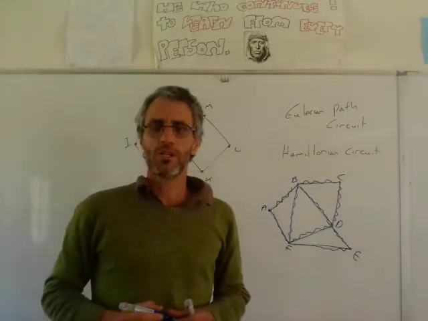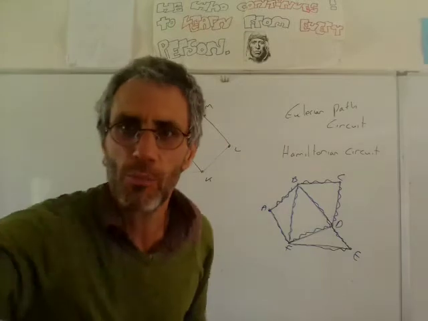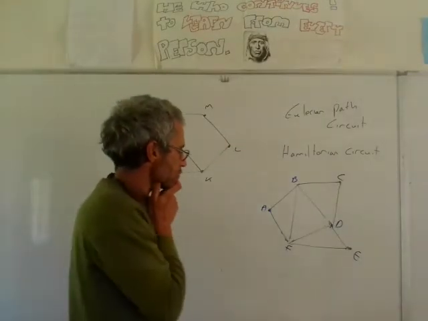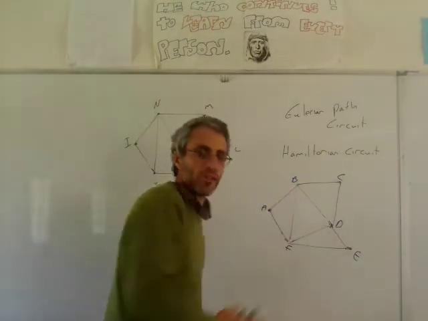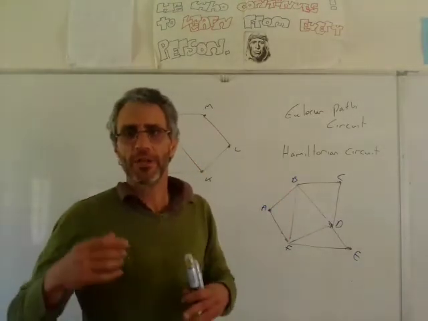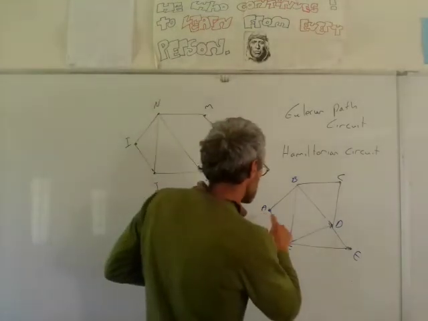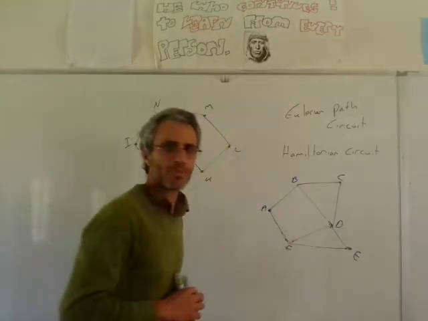So this graph has an Eulerian circuit. We're going to pause here for a second. Okay, so going back to our original graph, we saw that this graph has an Eulerian circuit. Now what I'm going to do is get rid of this edge.